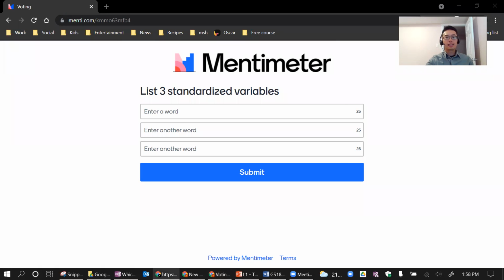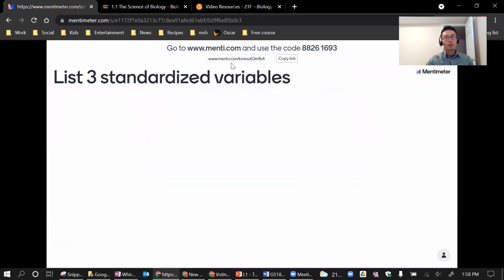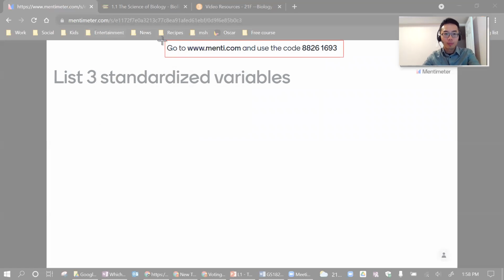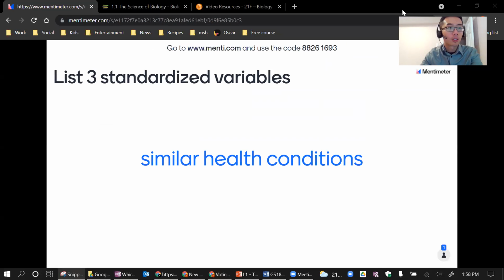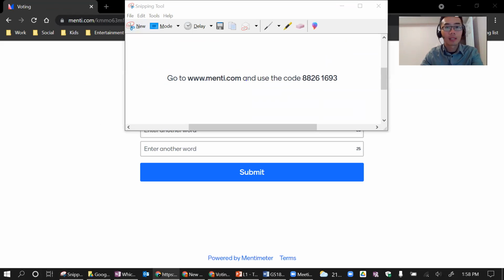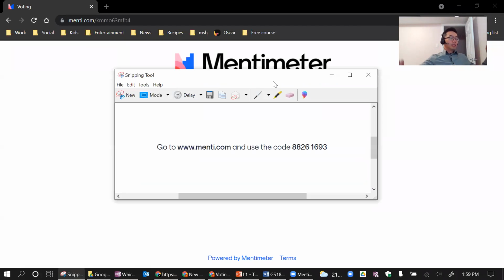If you do not see the link for whatever reason in your browser, you can type in this website, www.menti.com, and then key in the code, and you will be able to participate. I do want you to participate, so I'll keep the code here and move that away. Does everybody understand what I want you to do? I'll give you a minute or 2 to try that.